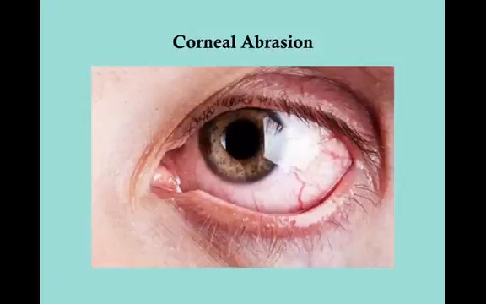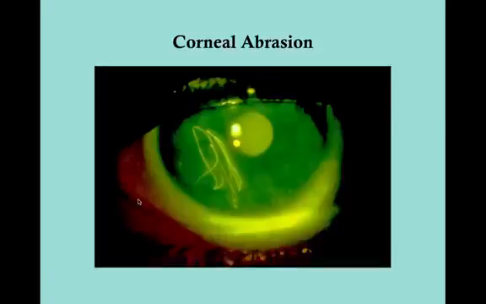Apart from maybe a little bit of erythema, we don't see anything wrong with this eye, and that is what you would see in a corneal abrasion. It doesn't look like there's anything wrong. However, when we use fluorescein, we see that there is a problem here.